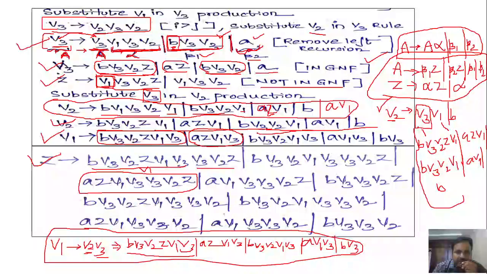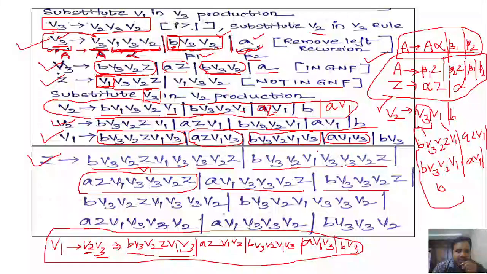After taking this one, B V3 V3 V2 V1 V3, a combination like B V3 V2 V1 V3 and V3 V2 Z will remain the same. And if you take this combination A V1 V3, you will get A V1 V3 V3 V2 Z, and the rest will remain the same. Next, if you substitute this B V3, you will get B V3 V3 V2 Z. Like this, by substituting the production rules of V1 in the Z rule, you will get different combinations.